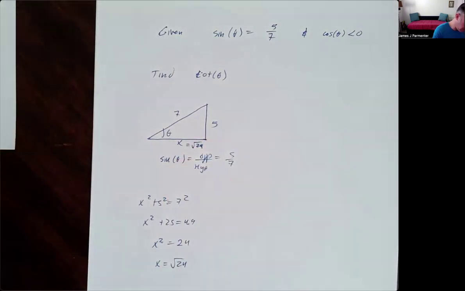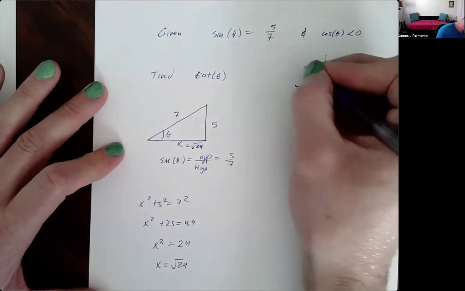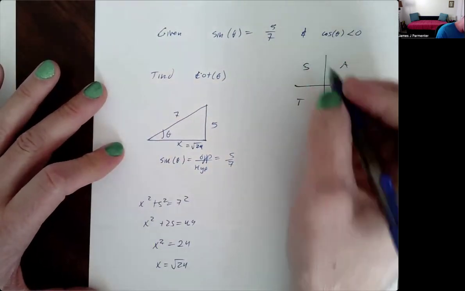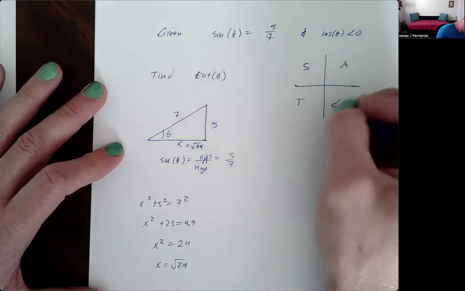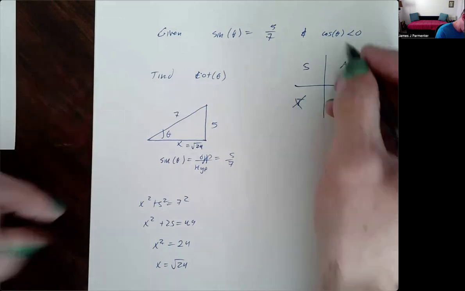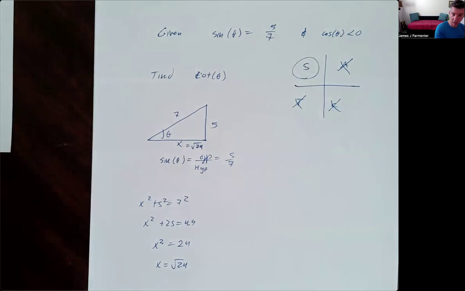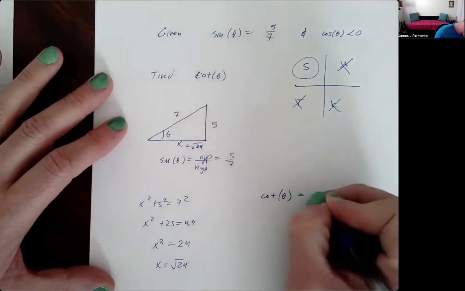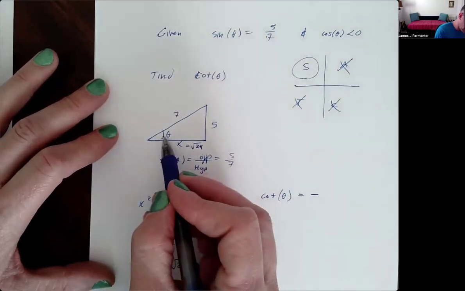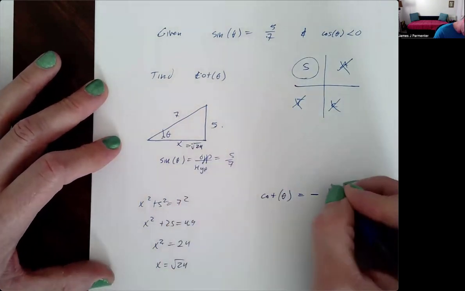And then we also need to think about what quadrant we're in. All students take calculus. Sine is positive, so we can't be here, can't be here. And cosine is negative, so we can't be here. So we're in quadrant 2. In quadrant 2, cotangent, just like tangent, is going to be negative. So we expect our cotangent of theta to be negative, and cotangent is not opposite over adjacent, it's adjacent over opposite. So it's the square root of 24.